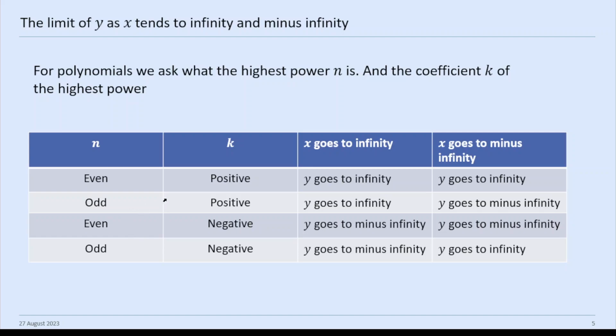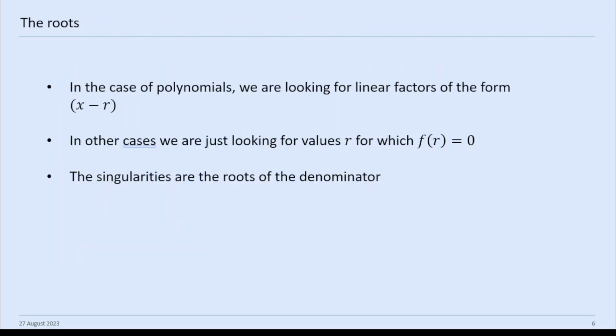But if n is even and the coefficient is negative, then instead of a sort of U shape, you've got a sort of dome. And y goes to minus infinity in both cases because the even power will always be a big positive number, and if you stick a negative coefficient on the front, you'll get a big negative number when you go to plus infinity or minus infinity. So that's just good to know, and there are things that aren't polynomials, and we can deal with them case by case.